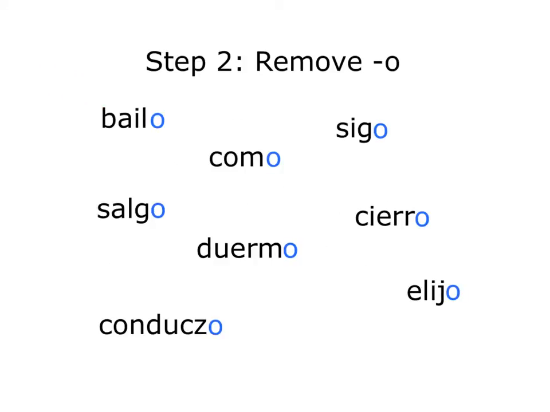Step one was to start with the yo form, and here's a bunch of them for us. Bailo, como, sigo, which means I follow or I continue. Salgo, conduzco, elijo, which means I choose. Cierro, duermo. So that was step one. We start with the yo form. Step number two, we're going to remove the O from the end.